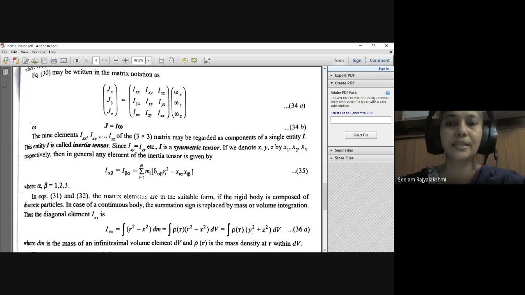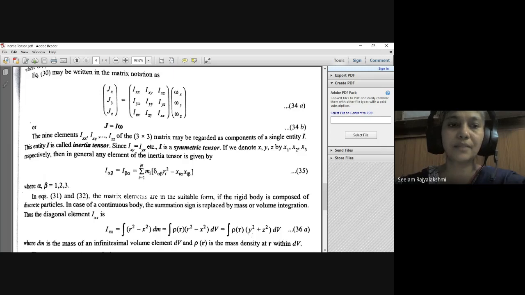So if we denote x, y, z by x1, x2, x3 respectively, then the general element of the inertia tensor is given by I alpha beta equals I beta alpha. Why? Because it is a symmetric tensor. That's why I alpha beta equals I beta alpha, which equals sigma i equals 1 to n of m i into delta alpha beta r i square minus x i alpha into x i beta. So this is the general element of the inertia tensor, where alpha, beta equals 1, 2, 3.